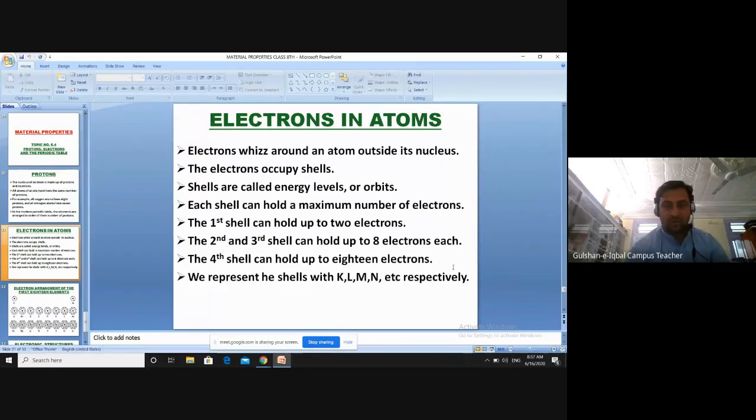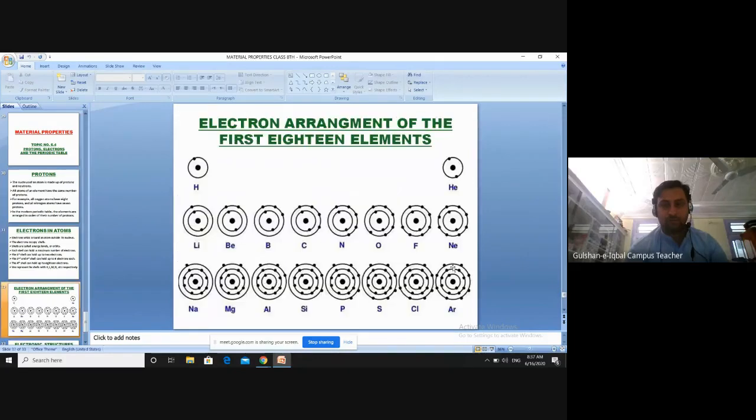Now I'm showing you one thing, you will have some idea, then we'll discuss if there is any question. See, the electron arrangement of the first 18 elements. This one on the right side is hydrogen. H is the symbol of hydrogen. You can see its nucleus, and this is 1 electron, drawn in the first shell.